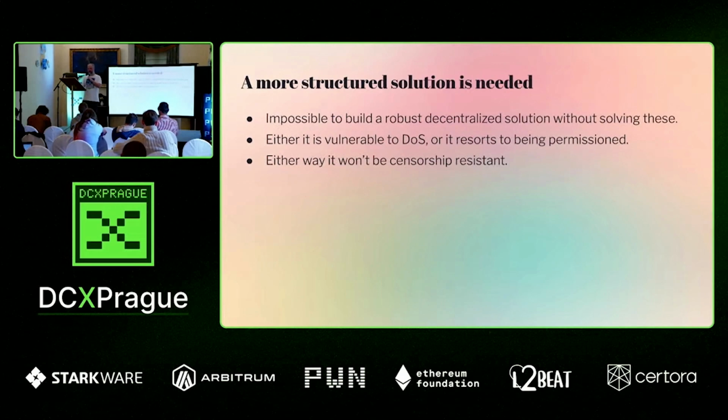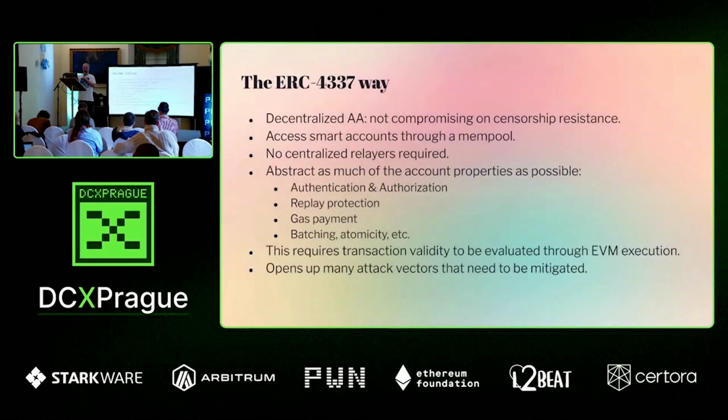So clearly, we need a better approach. We need an approach that takes these things into account. Otherwise, we end up either with a vulnerable network or with one that is permissioned and cannot offer censorship resistance. So ERC 4337 aims exactly to solve this problem. It focuses on fully abstracting the account without compromising on censorship resistance. There are no centralized components, and nothing is permissioned in the system. And because it's a full account abstraction, it means that the validation is actually EVM bytecode getting executed, which opens up many attack vectors that we need to address.